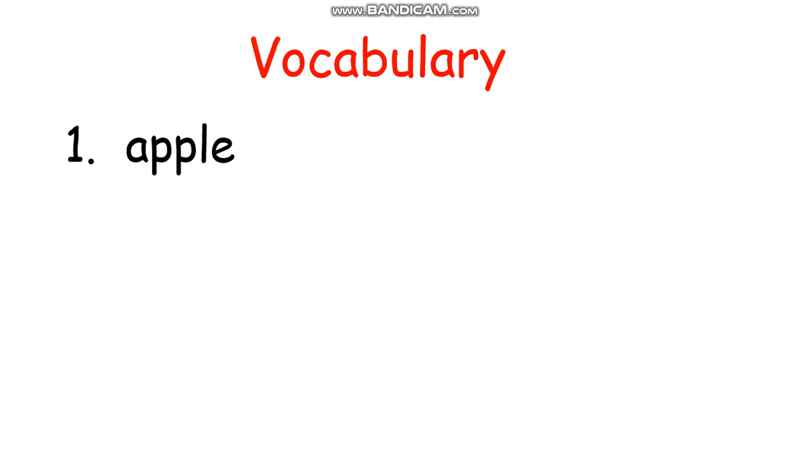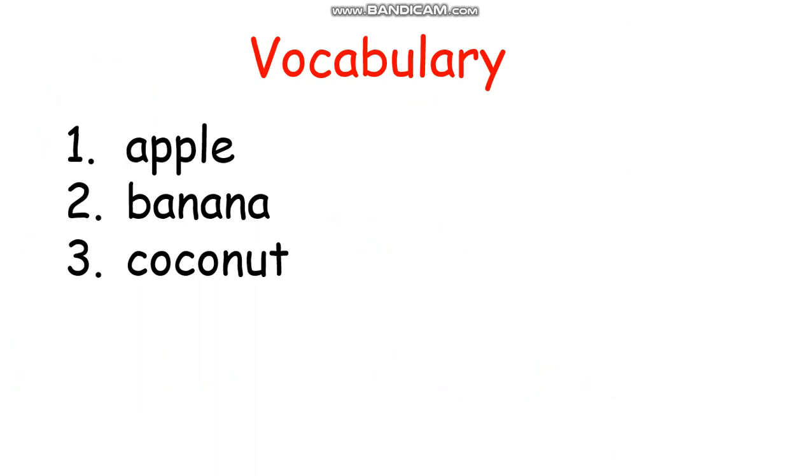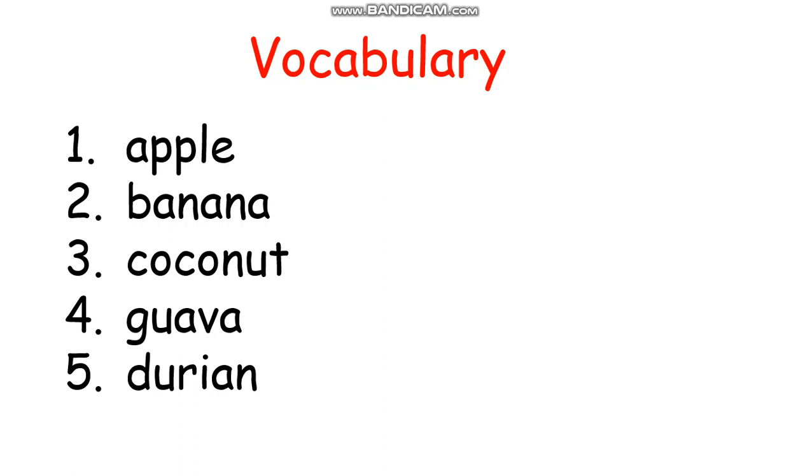Number 1, apple. Number 2, banana. Okay, good. Number 3, coconut. Number 4, guava. And the last one, number 5, durian. Okay, so number 1, apple. Number 2, banana. Number 3, coconut. Number 4, guava. And number 5, durian.